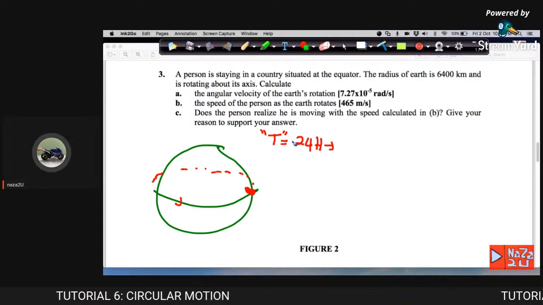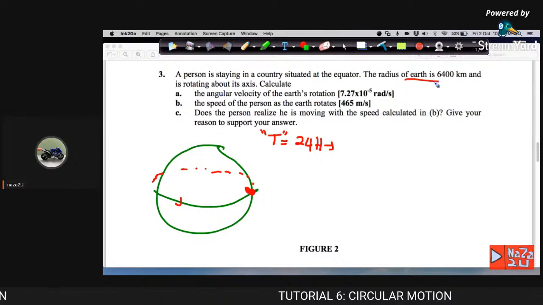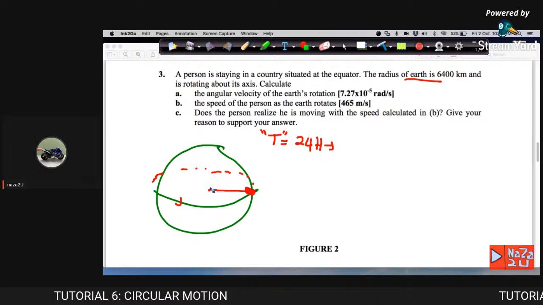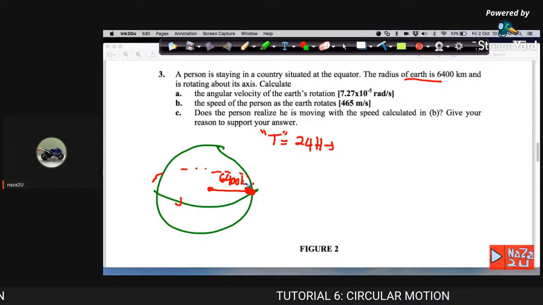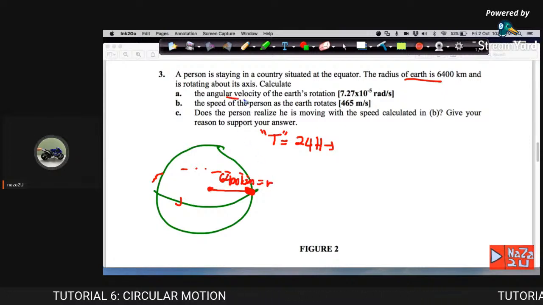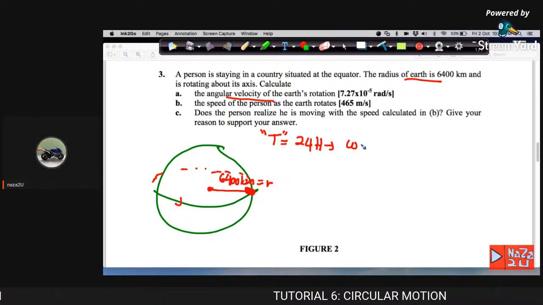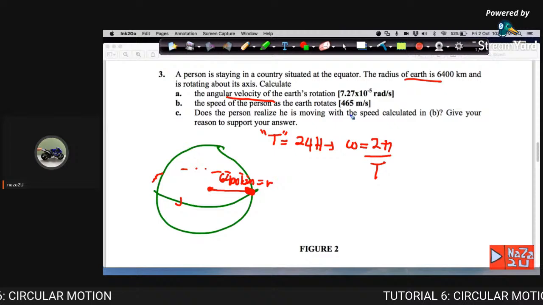Right? So, okay, this is radius of the earth. So meaning the radius here, the radius from the surface of the earth to the center of the earth is 6,400 kilometer. So this is the value of the radius r. So the question asks you to calculate the angular velocity. So angular velocity here, or omega, is equal to, okay, equation, ini kita dah bincang tadi 2 pi divided by T.